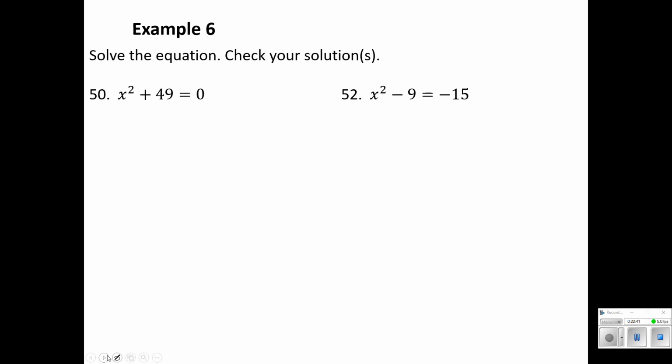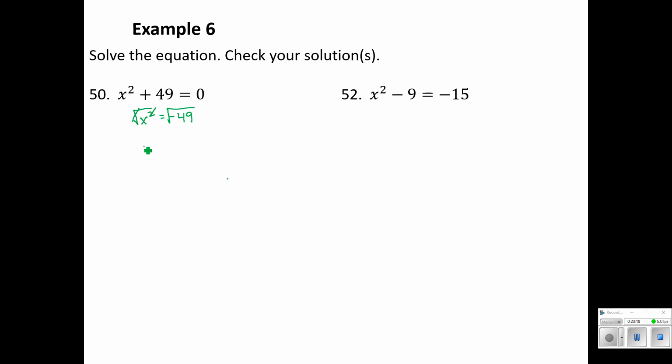All right, example 6, solve the equation. So we talked about several different equation solving techniques, in section 3.1 actually, that we went through. We've got factoring, we've got the square root method. But here you can see number 50, we've got x squared plus 49 equals 0. I've got my variable squared, there's no other x terms, so I don't need to factor. Let's isolate that x squared, and then we can solve by square rooting both sides.